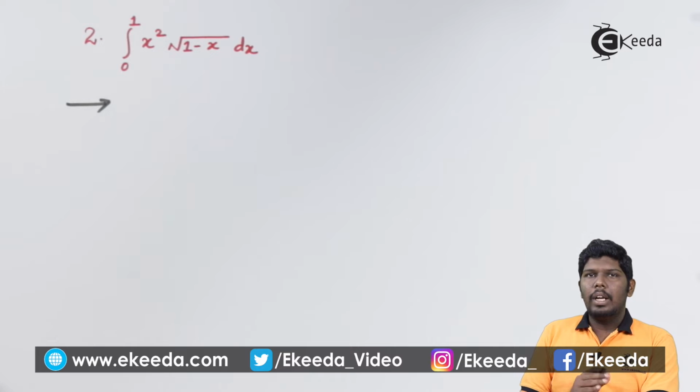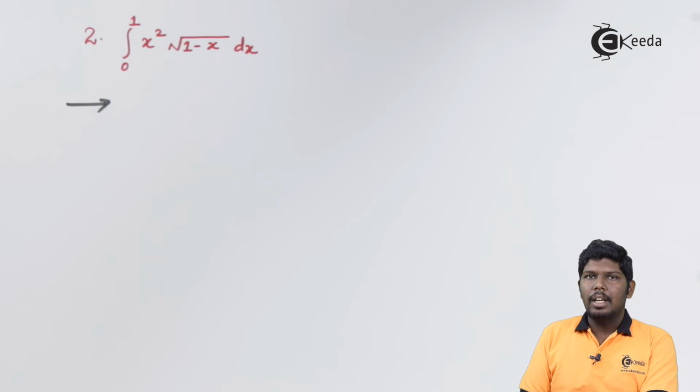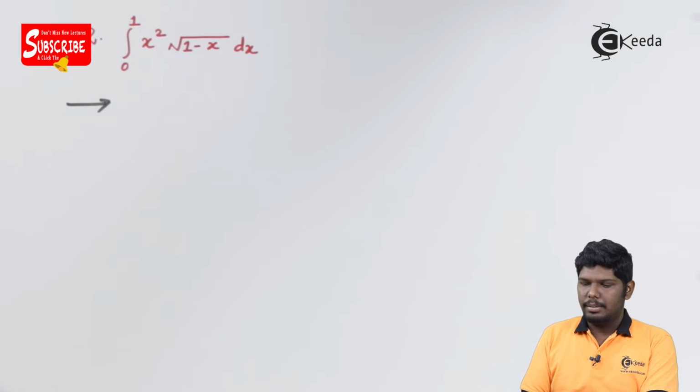Here also you can see the lower limit is 0. Therefore, we are going to replace x by a minus x. Now what is a? A is our basically upper limit. So here the upper limit is 1. Therefore, wherever we have x, we are going to write it as 1 minus x.